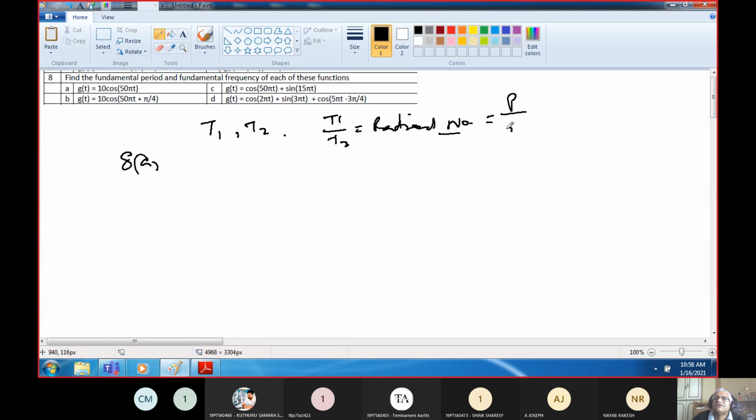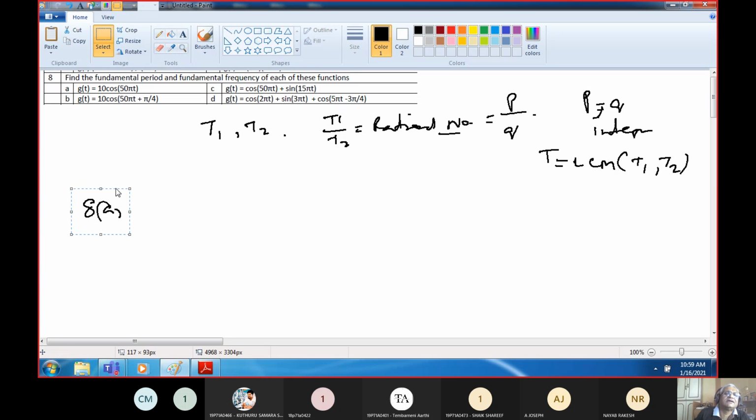Something which can be expressed in the form of P by Q, where P and Q are integers, we call it a rational number. If T1 by T2 is a rational number, then the resultant fundamental period is the LCM of T1 and T2. If you have more signals getting added, it will be the LCM of T1, T2, T3, T4, any number. That is how you have to remember.